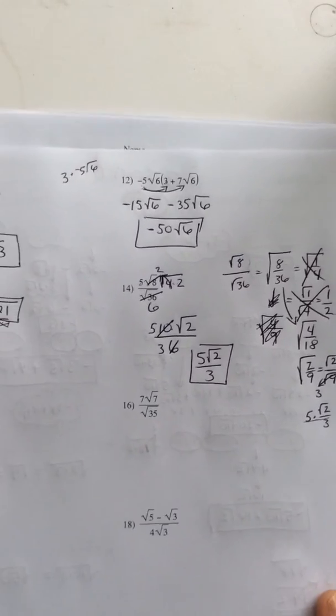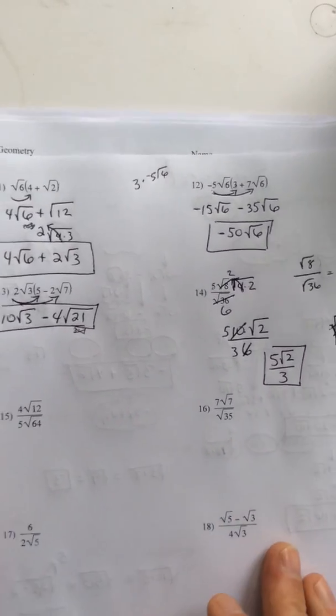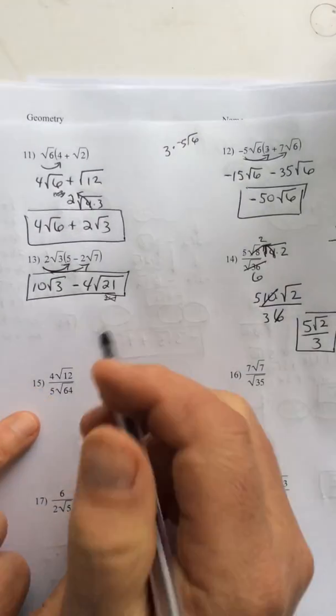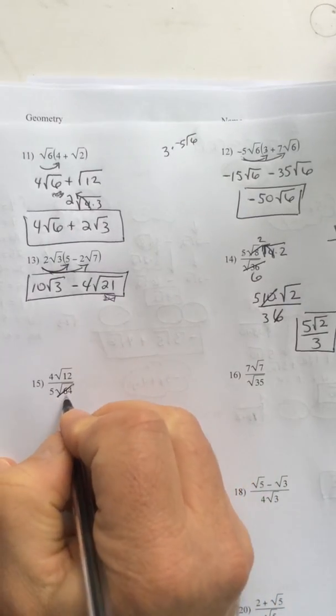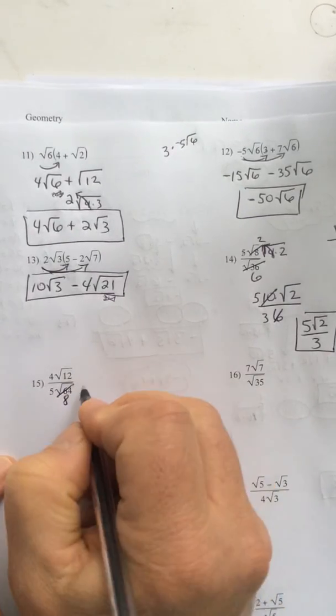Okay, let's do another one and see. Try to not get too crazy here. How about we just, first of all, the square root of 64 is 8. So the bottom here is 40.